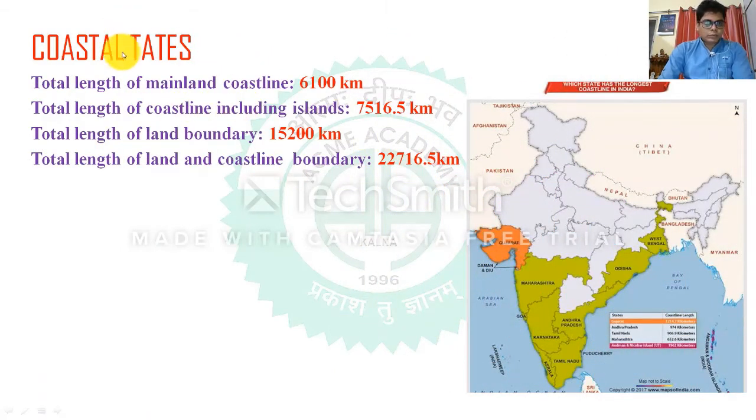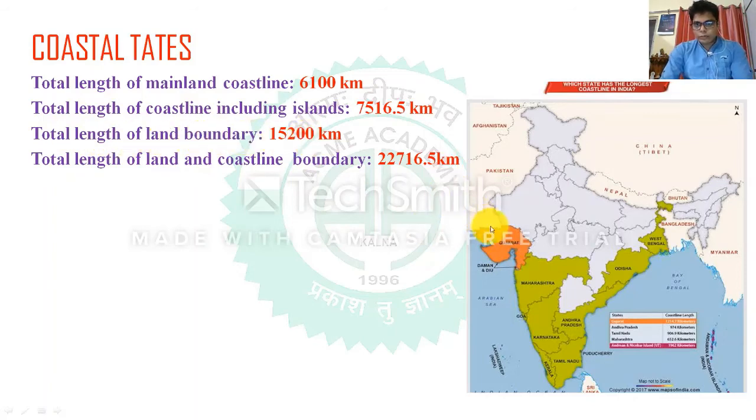Then come to our coastal states. Here there is a spelling mistake in the slide, it should be coastal states. The total length of the mainland coastline, from Gujarat to West Bengal, is 6100 kilometers. Including the island coastlines, the total is 7516.5 kilometers.